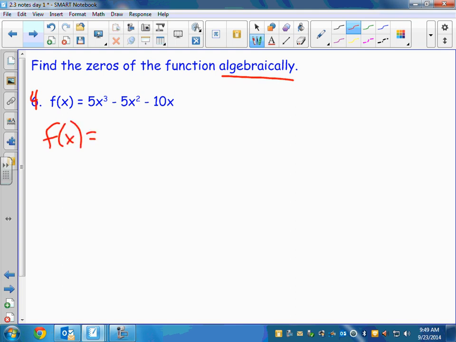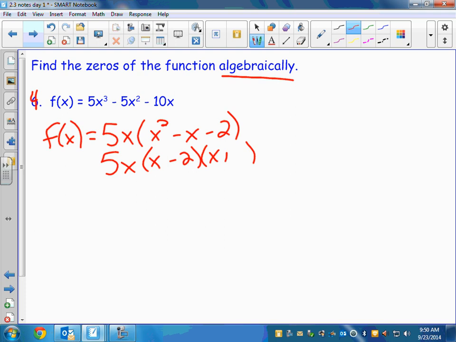And I think on this one, I can factor out a 5x. And I can make it just look like the ones that we just did, where it's set equal to 0. What does that give me? x squared minus x minus 2. Is that factorable? x minus 2, x plus 1.